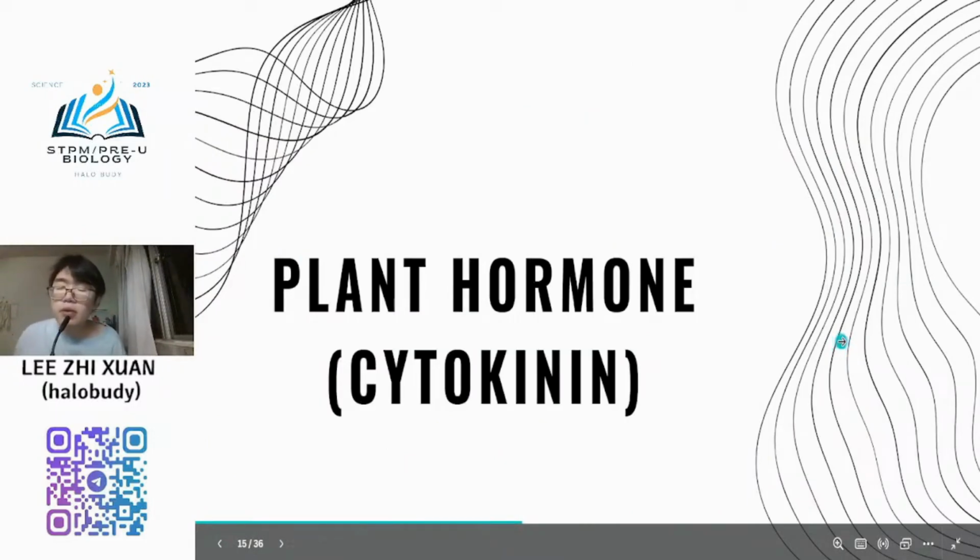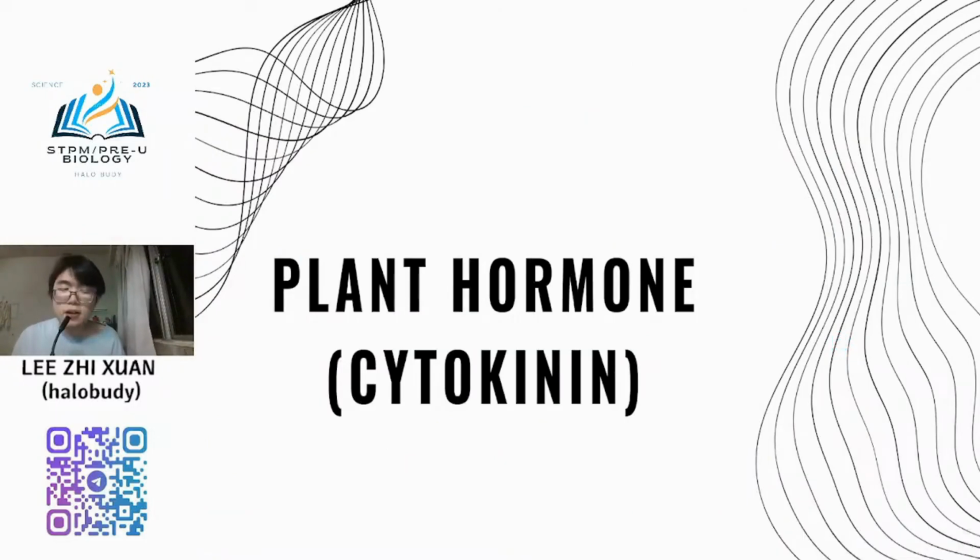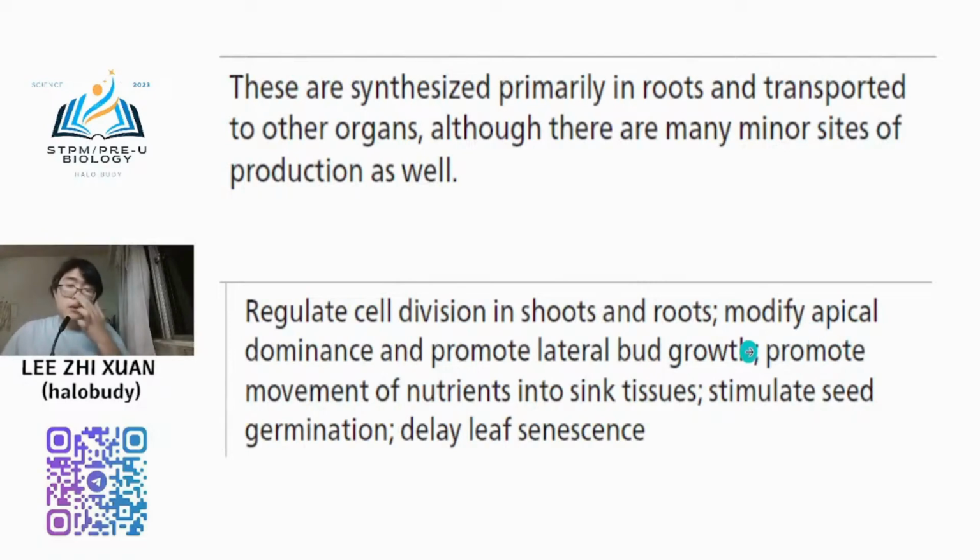Okay, next hormone is cytokinin. Normally cytokinin is synthesized in the root and transported to other organs, although there are many minor sites of production as well.